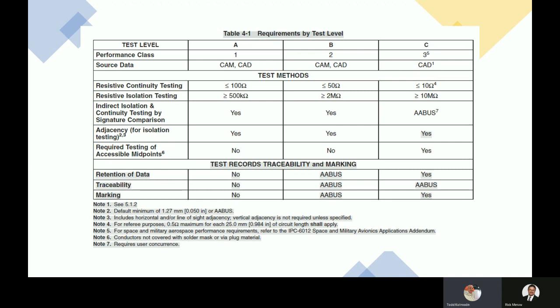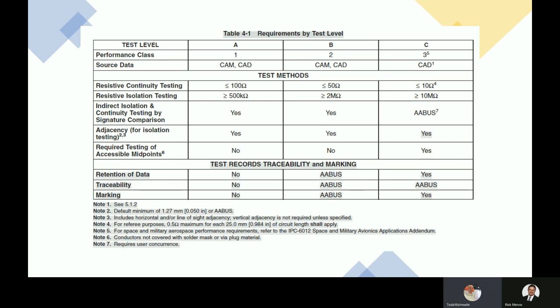Resistive isolation testing, again, this is the shorts check. They're asking that we need to have an isolation from net to net greater than or equal to 500 ohms. Again, that might sound a little archaic today, but can we do indirect testing or adjacency for isolation, or require the testing of the midpoints as Rick talked about before? In table 4.1, we can use the indirect isolation testing, we can use adjacency, and we can use the optimization method. So every single test point doesn't have to be tested.